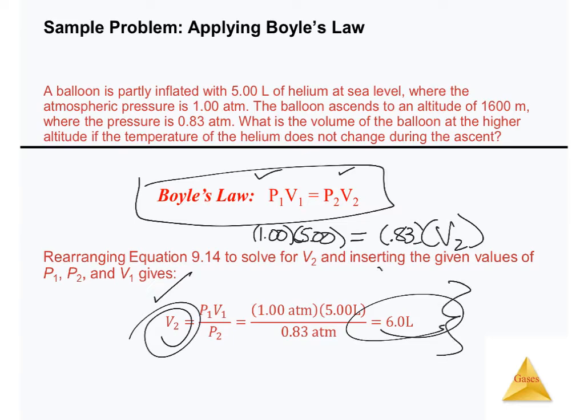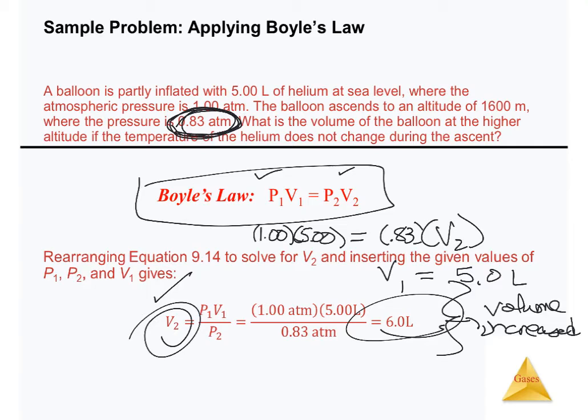Okay, so the initial volume was 5 liters. Does it make sense that the volume of the balloon increased? Well, let's just look mathematically. We know there's an inverse relationship, right? So we have decreased pressure, which means that volume should go up because they're inversely related, and it did. Volume went up. So that intuitively makes sense.